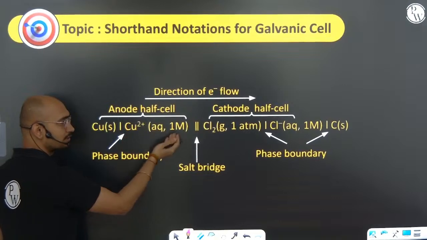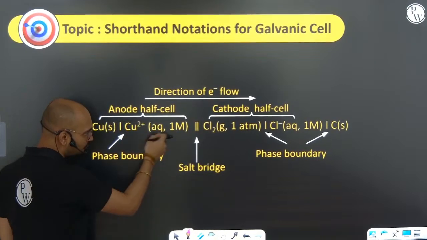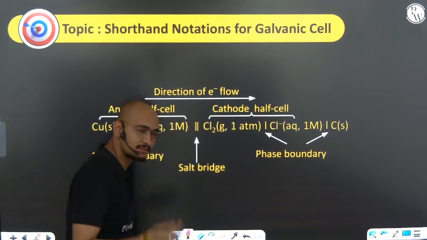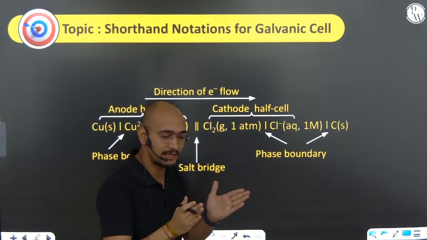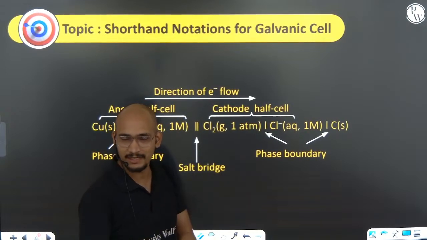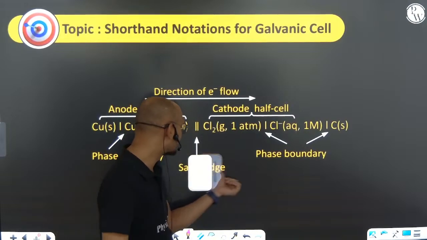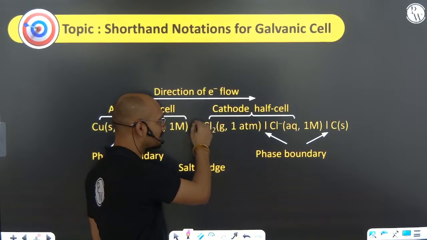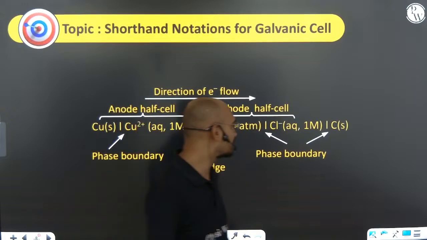So for Cu2+, the molarity of the solution, we have to mention it. Then there is a double line. What is this double line? It separates the cathode from the anode. What separates the cathode from the anode? Something that is called the salt bridge. So this double line is nothing but the salt bridge.